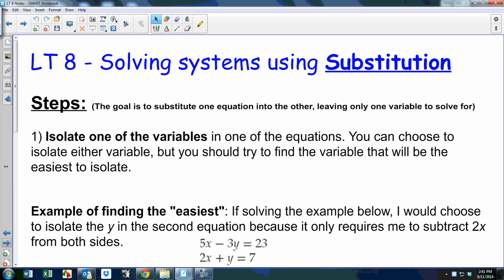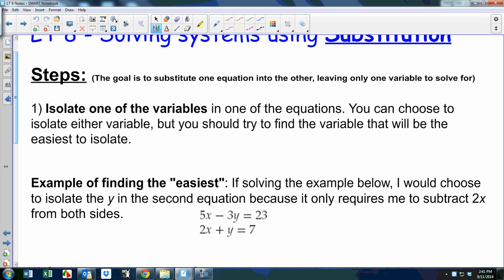And in the first objective, solving systems using substitution, we've got a step-by-step guide, and we'll talk about that. So first, the goal of substitution is to get one equation into the other one, leaving only one variable left to solve for. So that first step is going to be to isolate one of the two variables in one of the equations. You can choose to isolate either variable, but you should try to find the variable that will be the easiest to isolate.